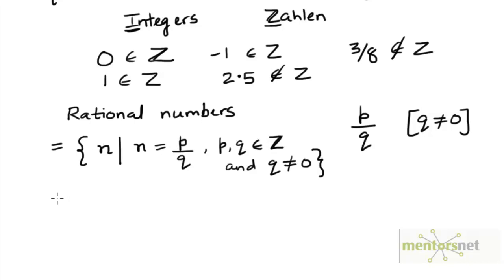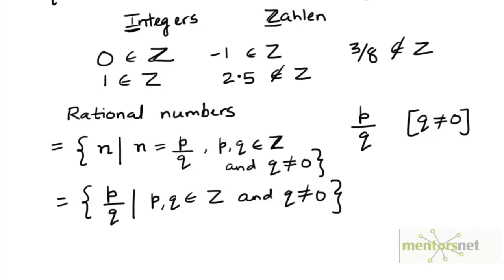We could have written this in a slightly different way. We could have written the set of rational numbers as the set of numbers of the form p by q, where p and q are integers and q is not 0. So instead of using a single variable n, we could have used two variables p and q directly and said that the set of rational numbers is the set of numbers of the form p divided by q, where both are integers and the denominator should not be 0.